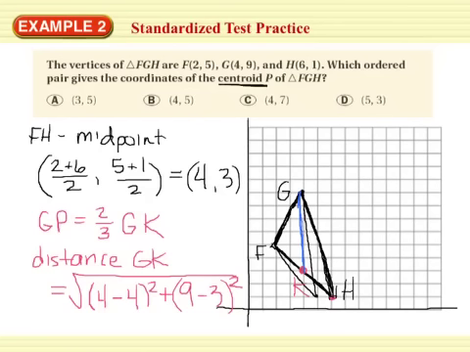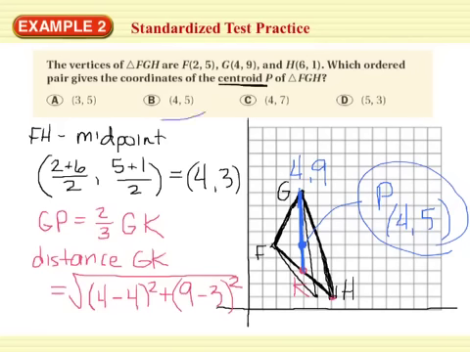So this should be a straight line. So if I count 1, 2, 3, 4, this is my centroid P, and if G is 4, 9, P is going to be 4, 9 minus 4 is 5, which is B. Excellent work. There is one of these on your homework, so if you don't understand that, make sure you ask a question.